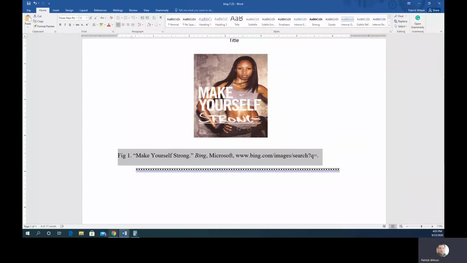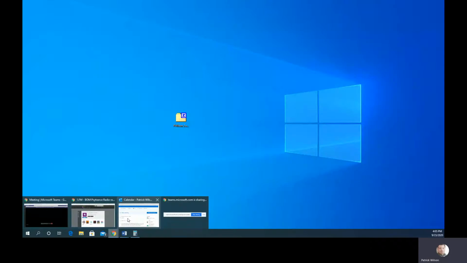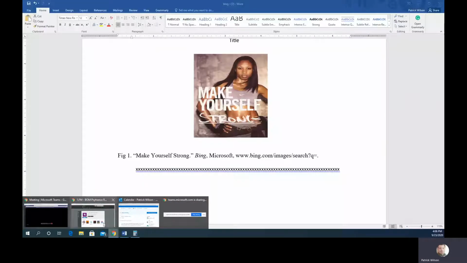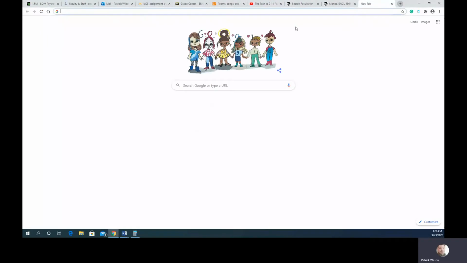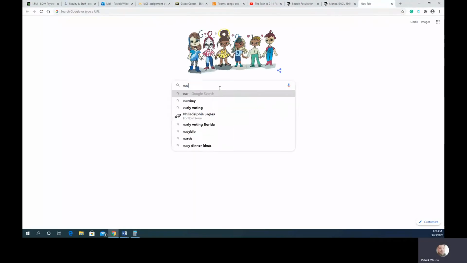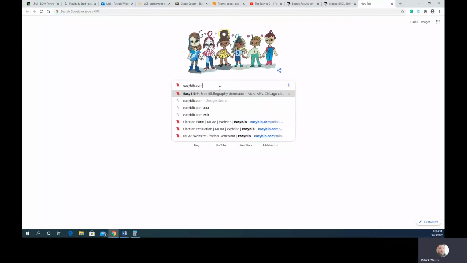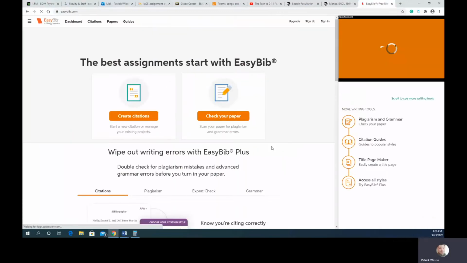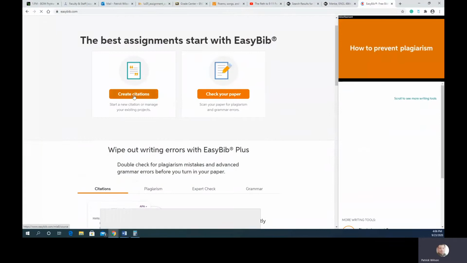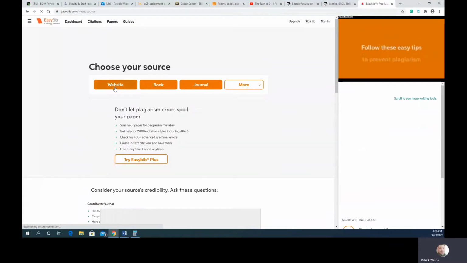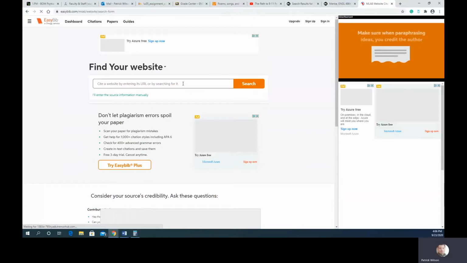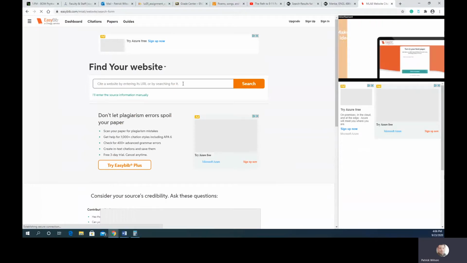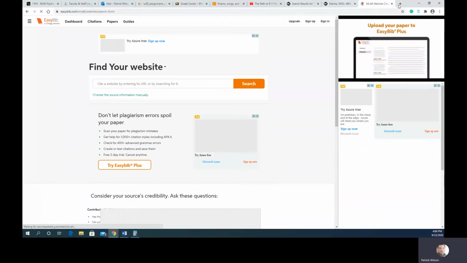The way to go about doing that is you're going to need whatever address you looked at for that particular ad. I'm going to go back because what you're going to need to use is this place called easybib.com. It will help you create the citation. When you get on this page, it's going to give you two options. You want to go create citation. And if you're using a website, which most of us are, you're going to hit website. Then you can copy and paste your website in there, and it's going to walk you through what you might need to fill in or what you might not need to fill in.